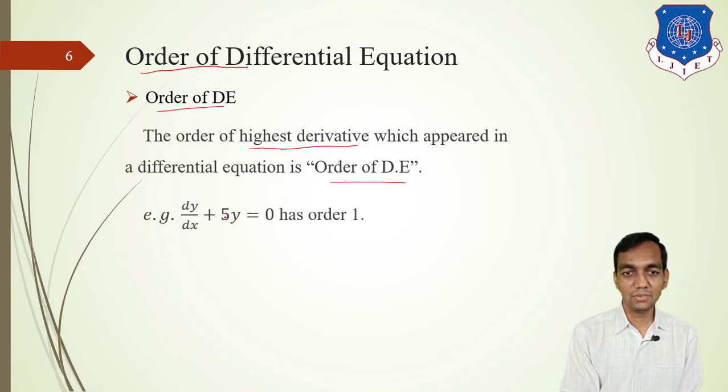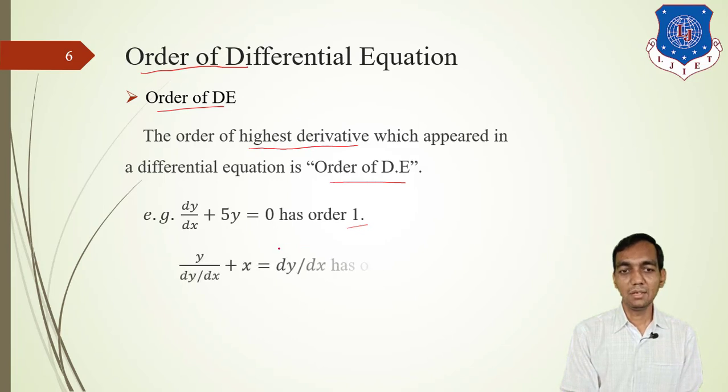See, in example we are going to check it. Here you have given dy by dx plus 5y is equal to 0. So you have dy by dx. This is the first order derivative, so it has the order 1. In the same manner, suppose I have given y upon dy by dx plus x into x is equal to dy by dx. Then also see, you have first order derivative. So the order of this differential equation is 1.